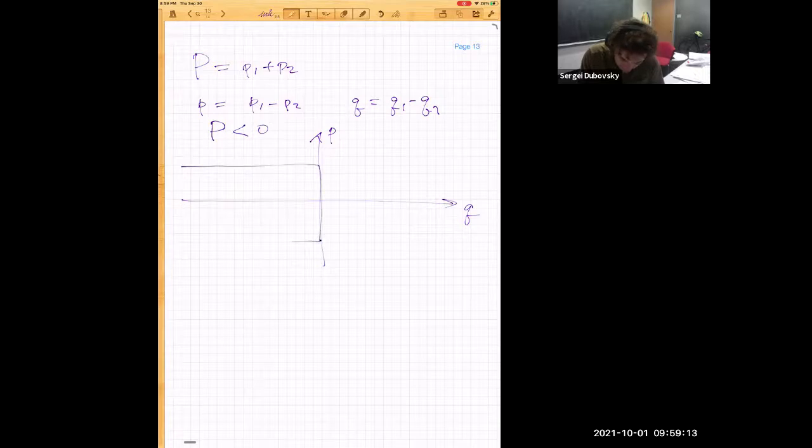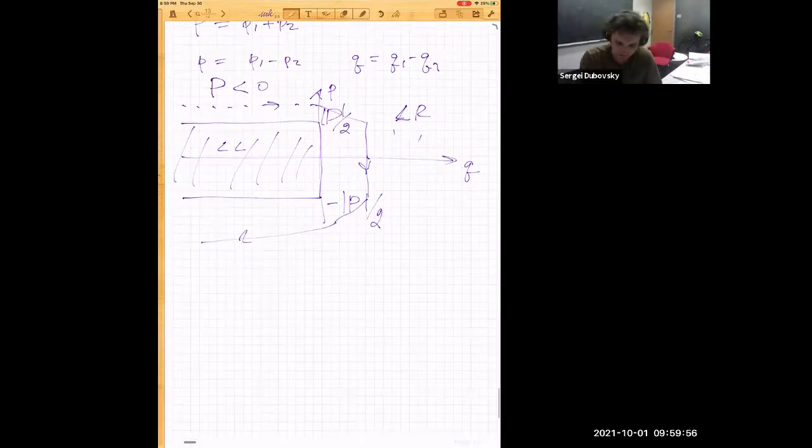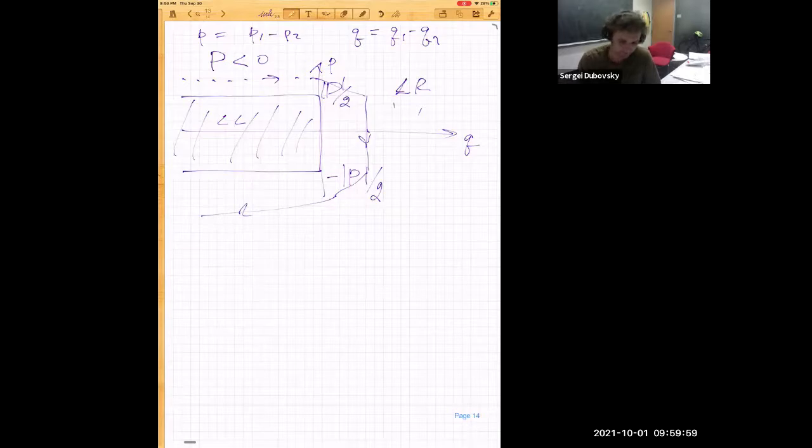There are two regions. This is capital P over 2, and this is minus capital P over 2. There is this region which corresponds to the left-left sector, and the rest corresponds to the left-right sector, and the trajectories in phase space go this way. There is the scattering. Nothing happens in the left-left sector. The Hamiltonian in this cut just vanishes. It's trivial, and particles move that way.